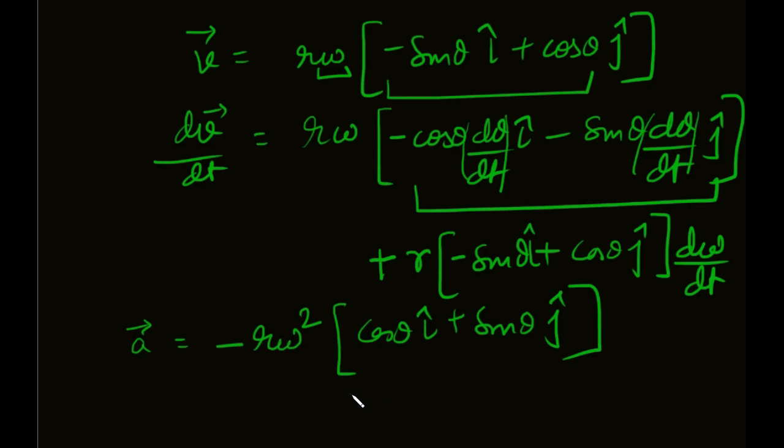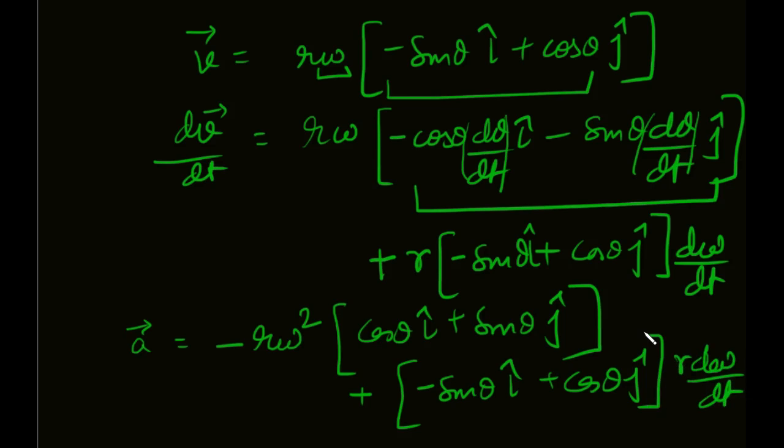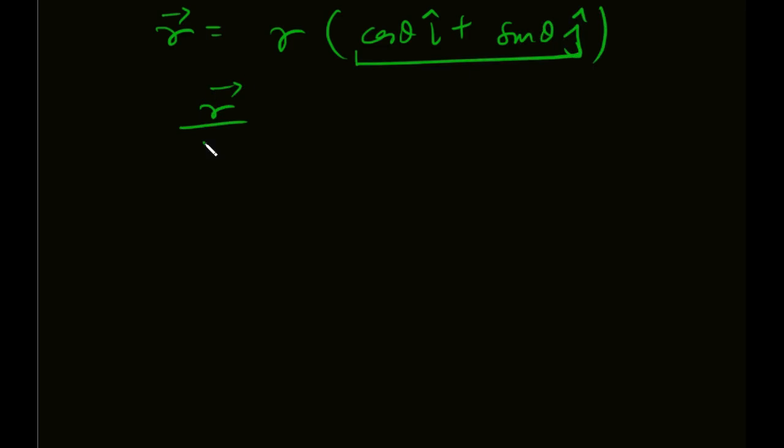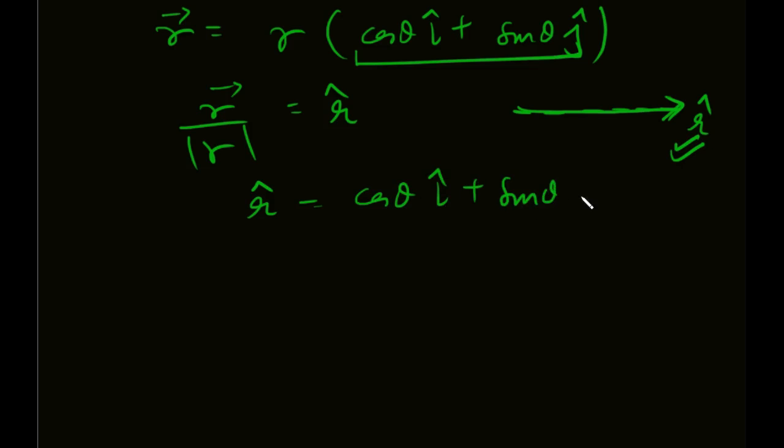Plus minus sine theta i plus cos theta j, r d omega by dt. Now we'll have to sort it out first. What was r? r was r into cos theta i plus sine theta j. So what is cos theta i plus sine theta j? This would be equal to r vector by modulus of r. This is known as the unit vector. The unit vector's purpose is only the direction, as I told you. So r cap equals cos theta i plus sine theta j.